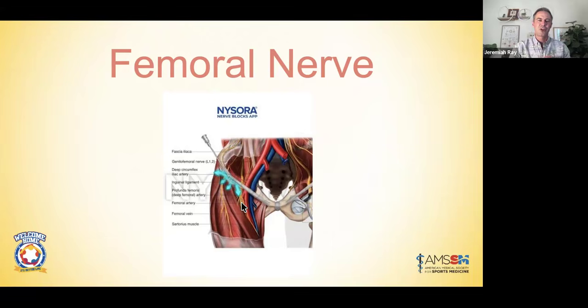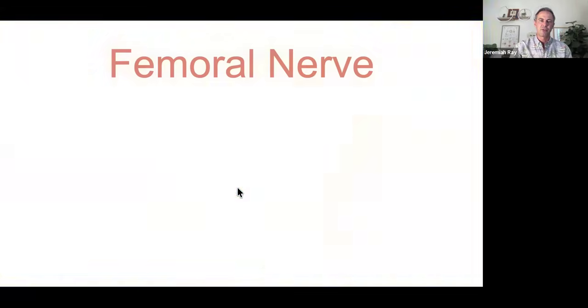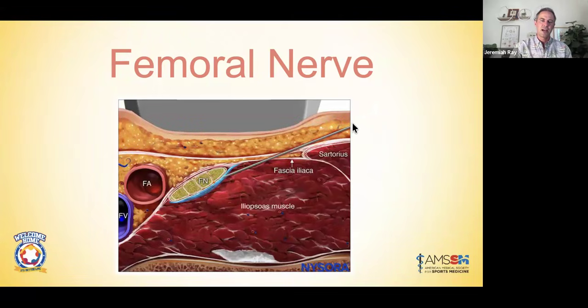You're too inferior, so you're going to want to slide your transducer more cephalad in order to get to kind of this iliac crease area. And this is going to be your femoral nerve right in through here. So you're going to come in laterally through your iliopsoas, and again, you're going to hit it deep.